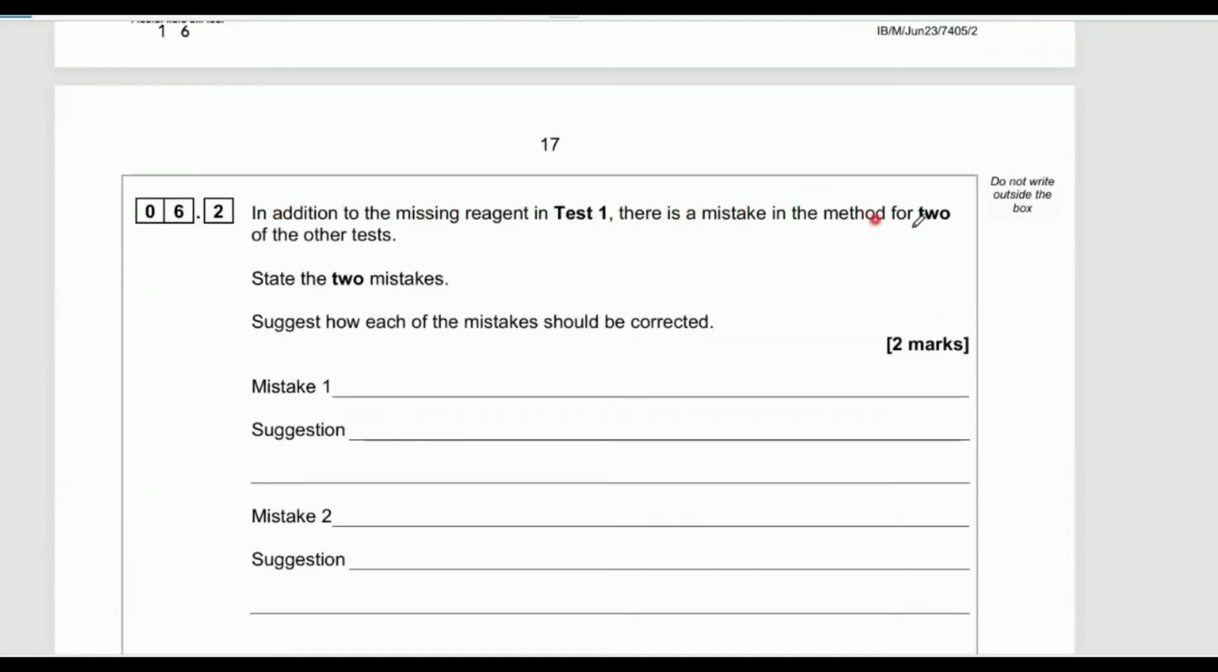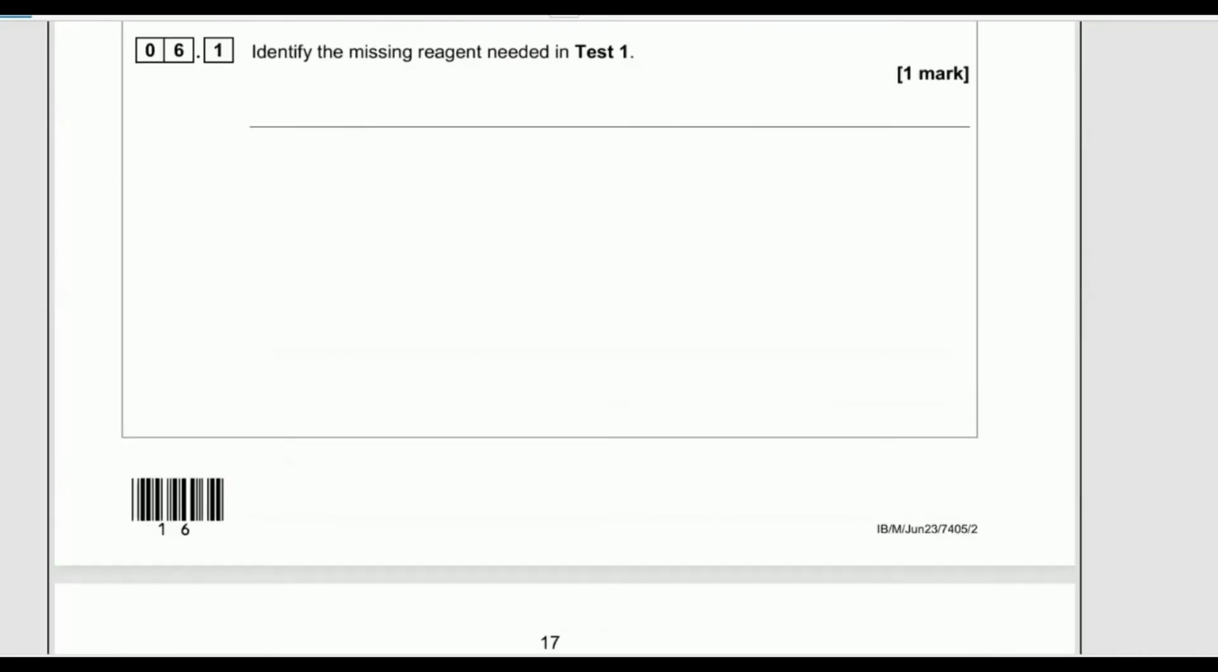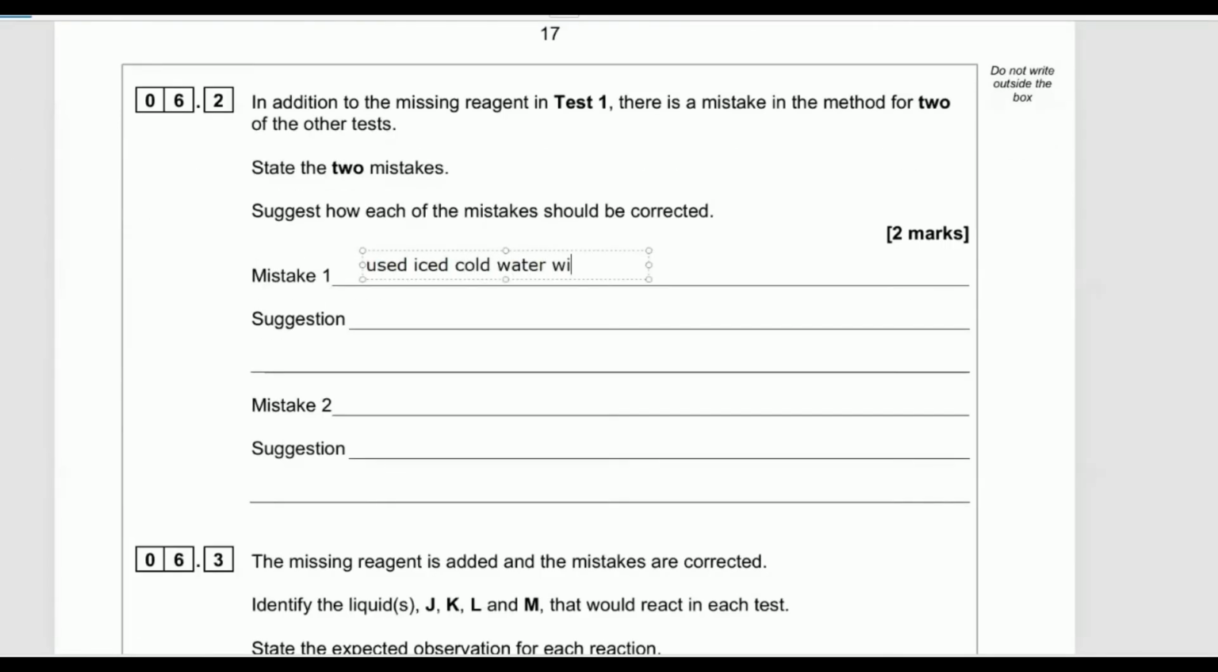So 6.2, in addition to the missing reagent in test 1, remember we were missing the acid, there's a mistake in the method for the 2 other tests. State the 2 mistakes. So let's look at test 2 and 3 and see if there's a mistake. Add Fehling's solution in cool ice water. Fehling's solution is like Benedict's, you might remember from GCSE. You need to heat it, okay? You shouldn't be using iced water. And then in this last test, test 3, they've used sodium hydrogen carbonate, which releases carbon dioxide with an acid. You wouldn't be testing with a lighted splint. A lighted splint is the squeaky pop test for hydrogen. Do you remember the test for carbon dioxide? It turns lime water cloudy.